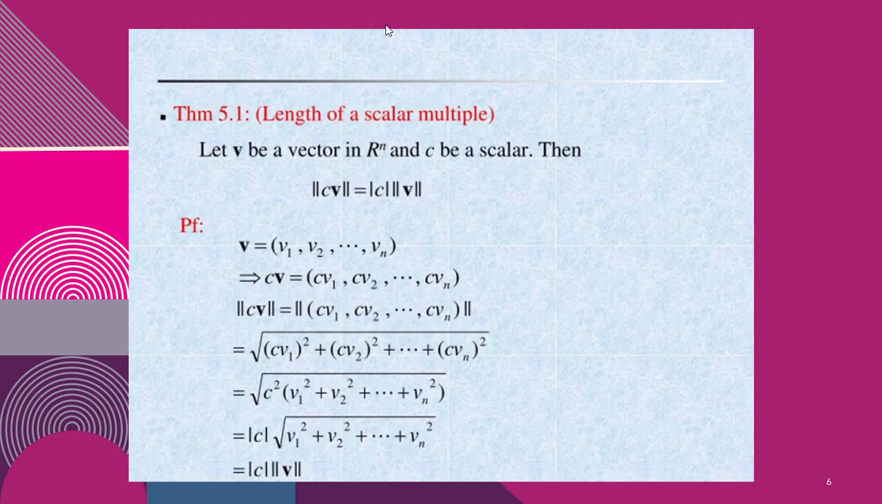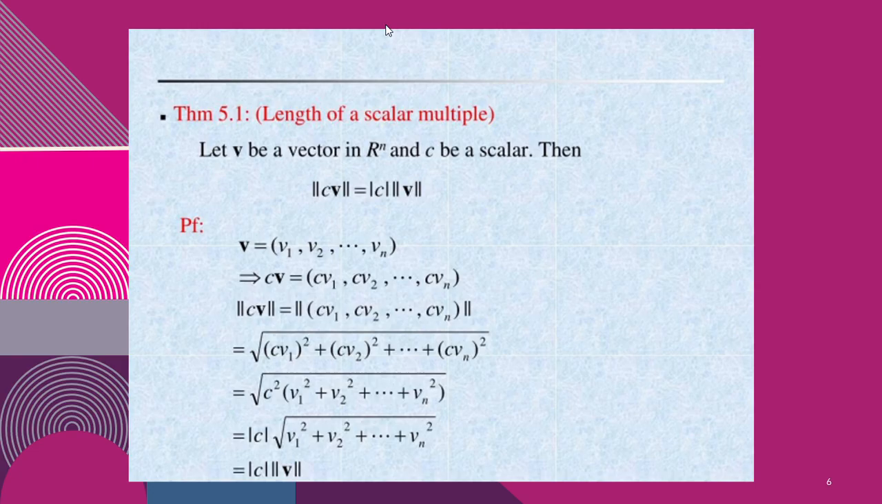Length of a scalar multiple. This theorem says if you multiply a vector v by a number c, the length of the new vector is the absolute value of c times the original length of v. Why is this true? If we write out cv, every number inside the vector gets multiplied by c.